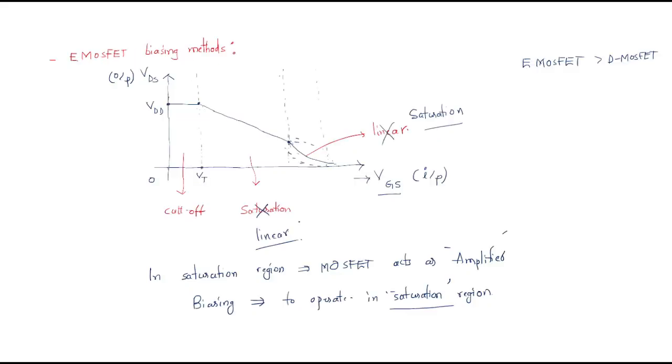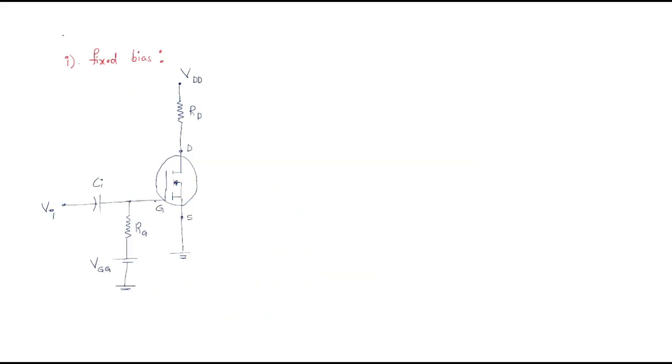So we have three different types of biasing techniques. In E MOSFET, the first technique is the fixed biasing method. Look here at the E MOSFET. This is the N channel MOSFET, that's why the symbol arrow is inside. This is the drain terminal, this is the source terminal, and this is the gate terminal.